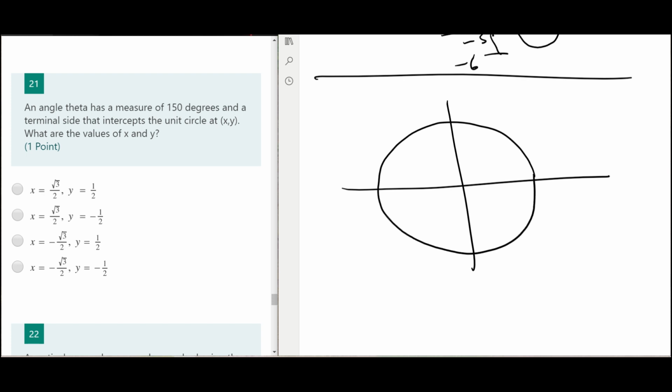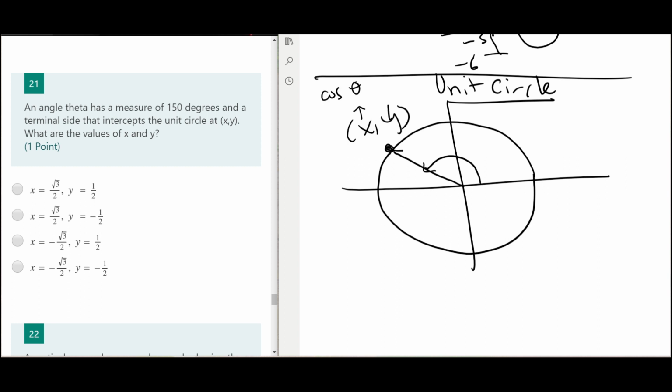So we've got a unit circle, and the angle is at 150 degrees. So that means it's right over here, and this is my coordinate (x, y). Remember that on a unit circle, x stands for the cosine of the angle, and y is the sine of the angle. And if we know that this is 150 degrees, well, that means that this is 30 degrees.